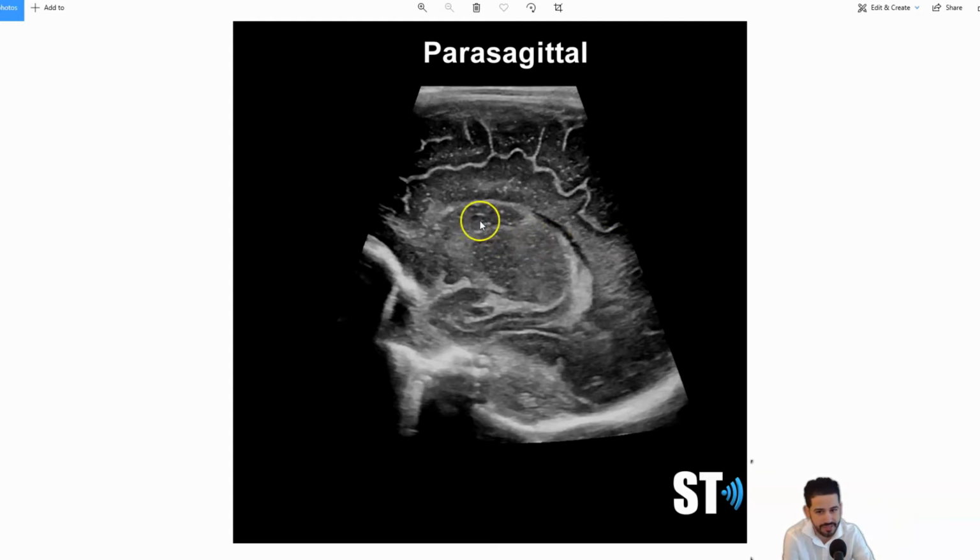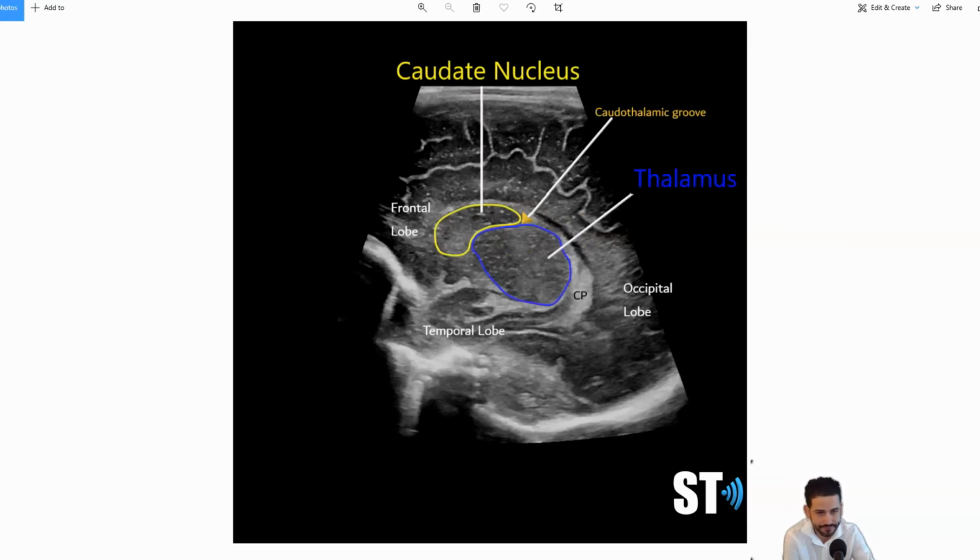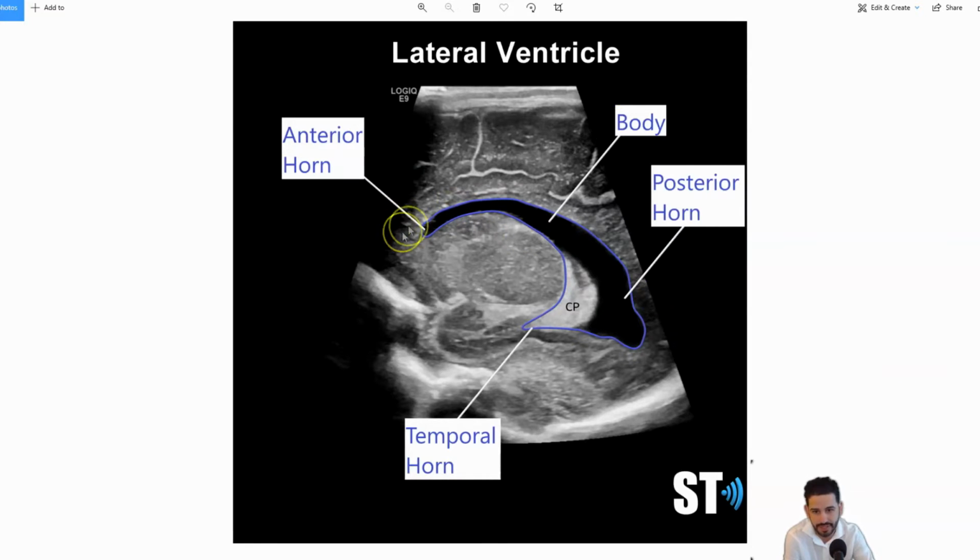So your first stop is the caudate nucleus or caudothalamic groove, which we saw in this image earlier. Focus on this part for bleeds. Then you've got the lateral ventricle, again, anterior horn, body, occipital horn, and temporal horn with choroid plexus. This is a good part. Sometimes blood collects here. That's another good part to view.